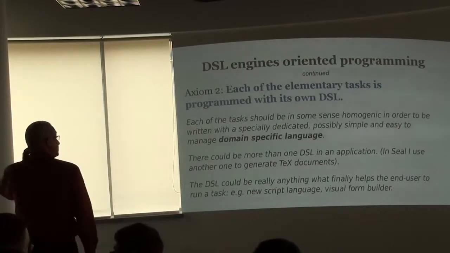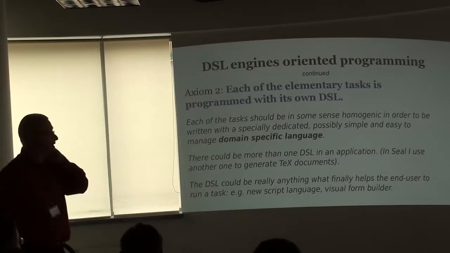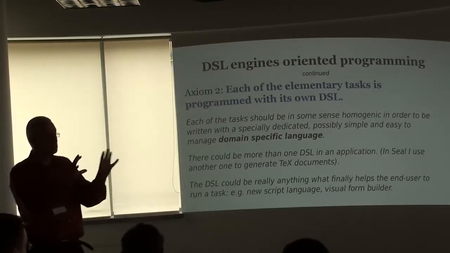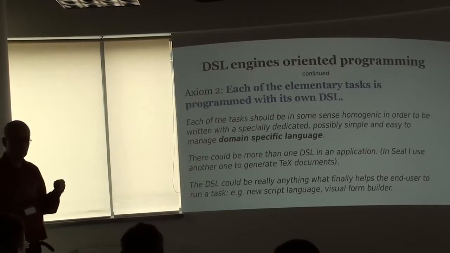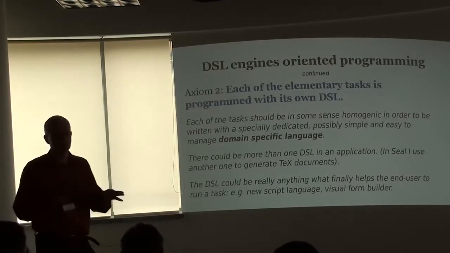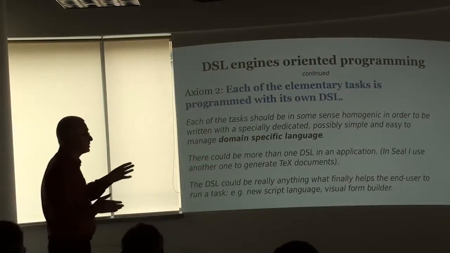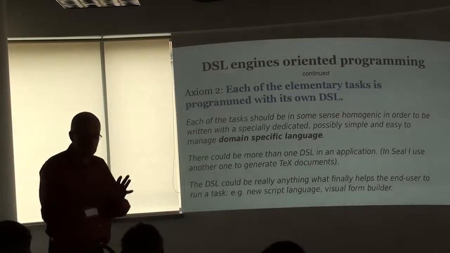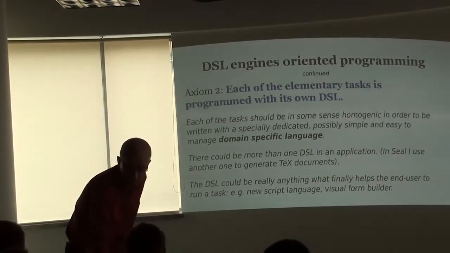The second axiom is each of the elementary tasks is programmed with its own DSL. What does it mean? It means that if we have to prepare a task connected with a GUI window, we should have a special DSL language to prepare the window. I'm not talking about creating a form. I'm talking about a task which is connected with writing data and changing data as a whole. For instance, another type of DSL could be used when we generate reports. The same, we should have a special DSL language to create reports. We know that this kind of DSL is online.